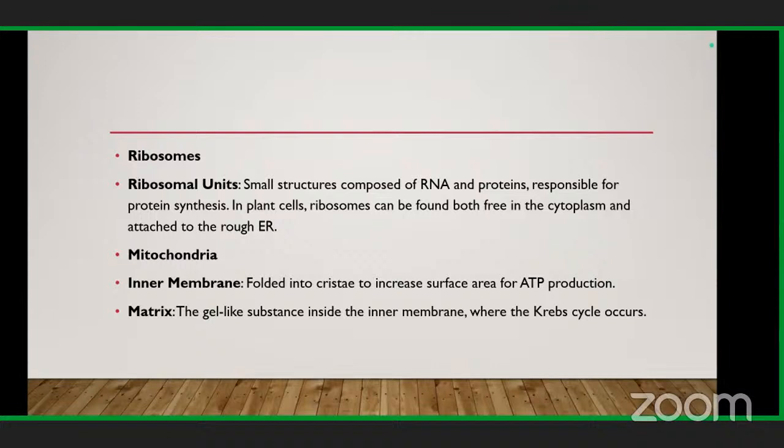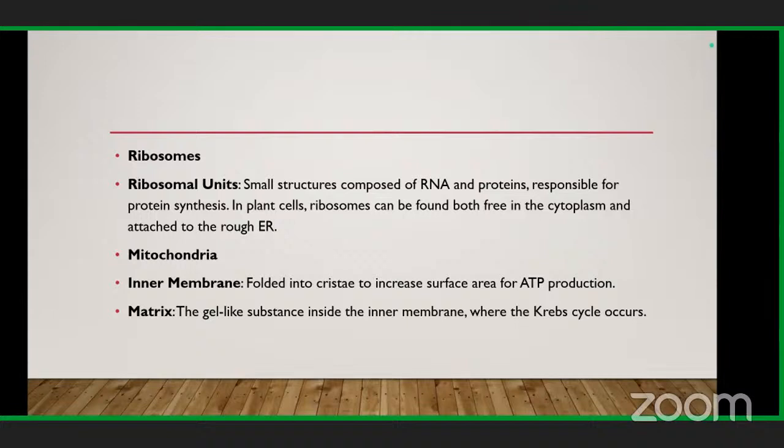And why are they folded? Why is cristae formed? To increase the surface area for ATP production. The more the surface area, the more ATP will form. So what is this ATP? The full form of ATP is adenosine triphosphate. It is a molecule which provides energy for many processes within living cells.